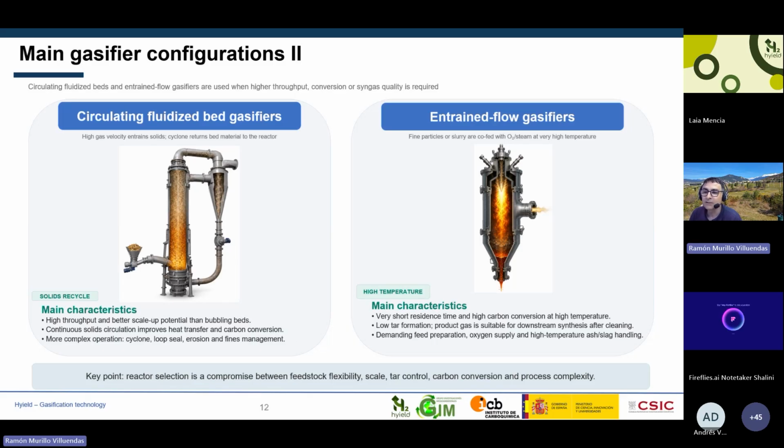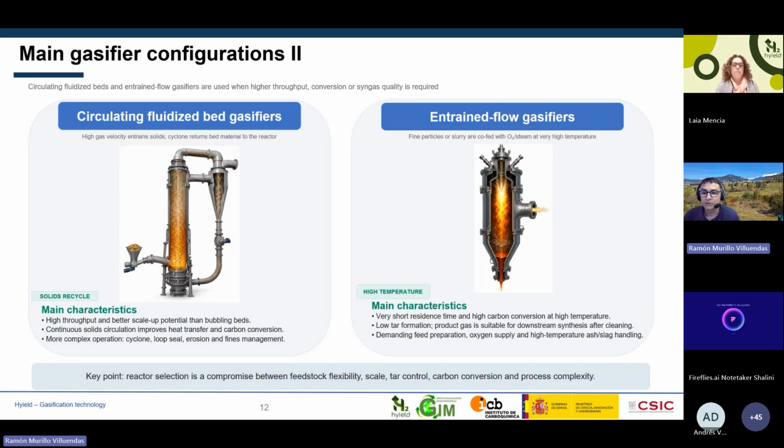On the left, circulating fluidized bed gasifiers that operate at higher gas velocity than bubbling fluidized beds. A significant fraction of the solids is entrained out of the reactor and then recovered in a cyclone and returned to the gasifier. This solid circulation improves heat transfer, residence time control, and carbon conversion, making circulating beds suitable for larger throughputs.